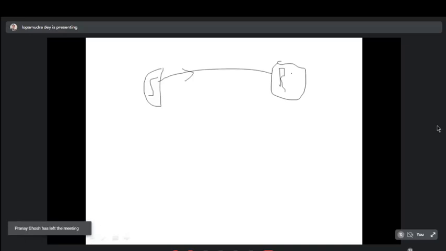Okay, so this is your sender and this is your receiver. Now just tell me, if the sender wants to send data to the receiver, which key will be used for encryption purpose? If I want to send one piece of data secretly to the receiver, which key?